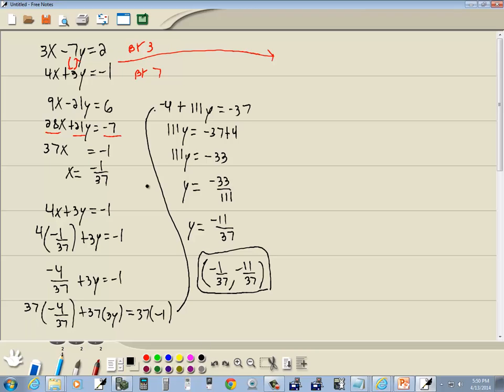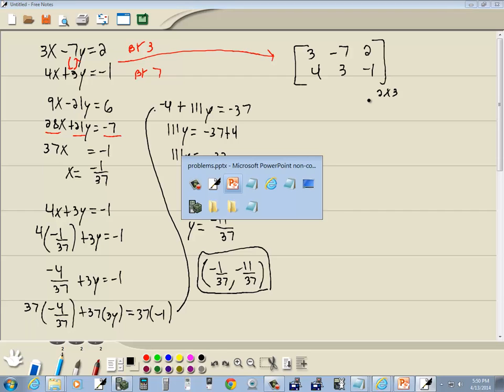Now it's already in perfect form. The x's are in one column, y's are in one column, and numbers on the other side of the equals. So we'll drop our x's, y's, and equals and keep the numbers in their signs. So we got 3, negative 7, 2, 4, 3, negative 1. Size this matrix, rows by columns. This is a 2 by 3.